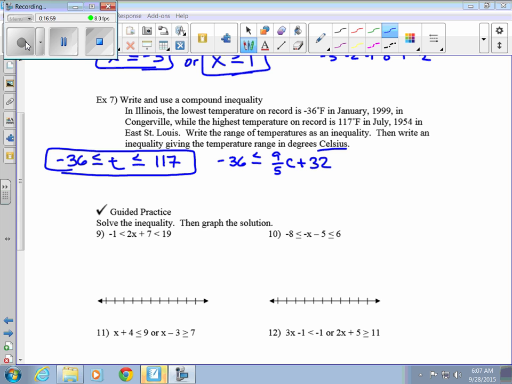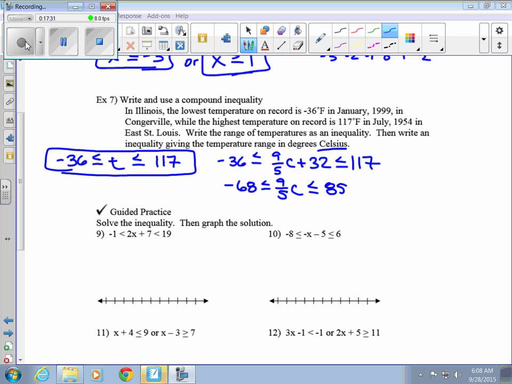equals F. And then so then we're going to have 117. So C is now going to write Celsius. So once we convert all of this, it'll be in degrees Celsius. So we're going to subtract 32 from all three sides. So that's going to give us negative 68 is less than or equal to 9/5 C, which is less than or equal to, if we subtract the 32, it's going to give us 85.